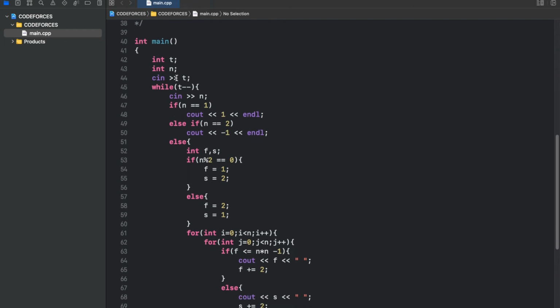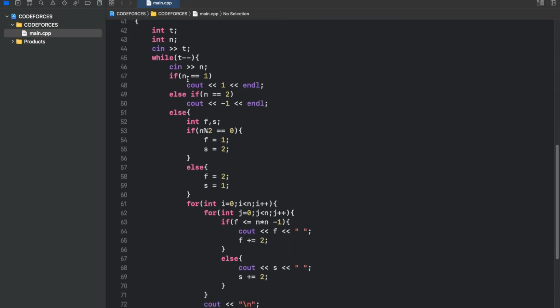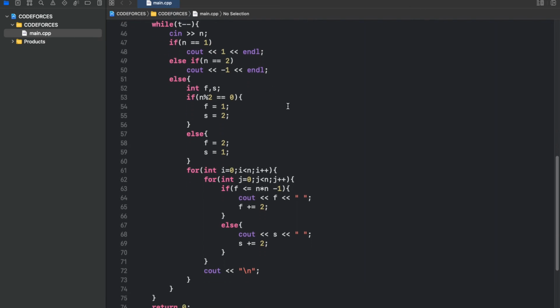I have scanned the test count T. Now for every test case I am scanning n. If n is equal to 1, I'll write 1. If n is equal to 2, I'll write minus 1, because there is no possibility of making it a not adjacent matrix. Now talking about the other cases. If the number is even, meaning mod 2 is equal to 0, I just said that I'll write first the odd numbers and then even numbers.